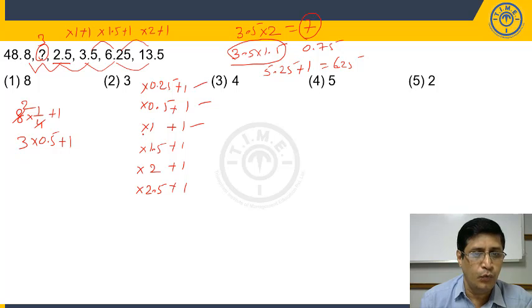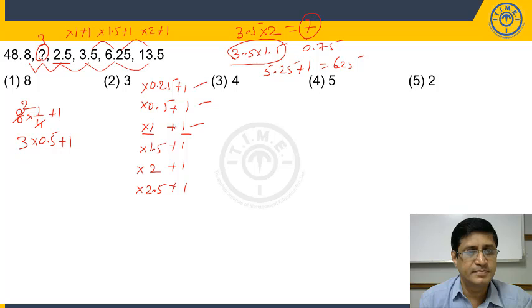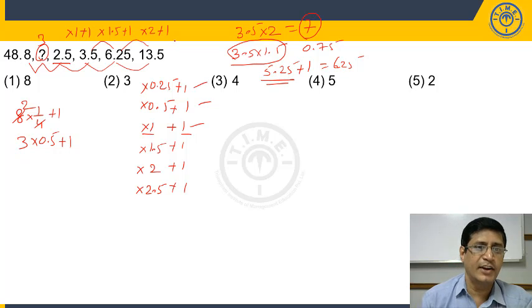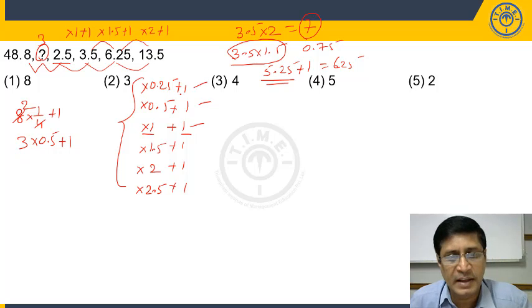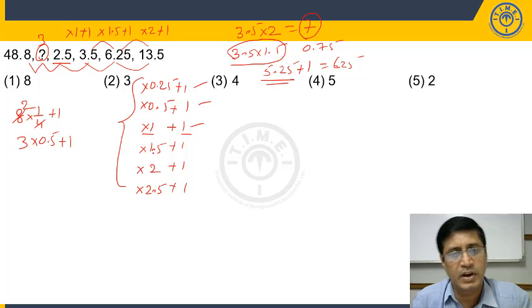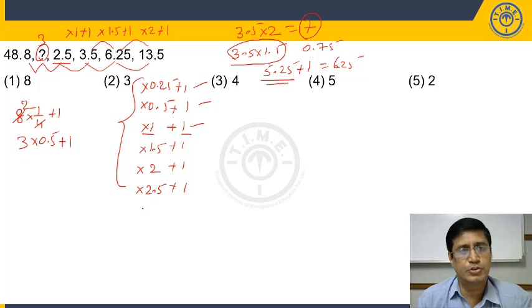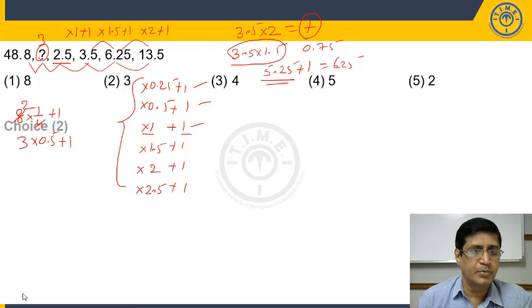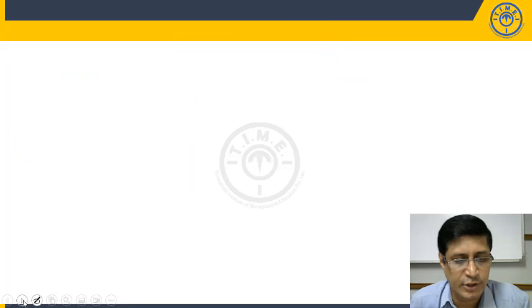Then next, 2.5 into 1 plus 1. What is the result? The result is 3.5. 3.5 into 1.5, that is 5.25 plus 1, 6.25, and so on. So the series is following this pattern. So the right choice here is option number 2. The second choice is the right choice.